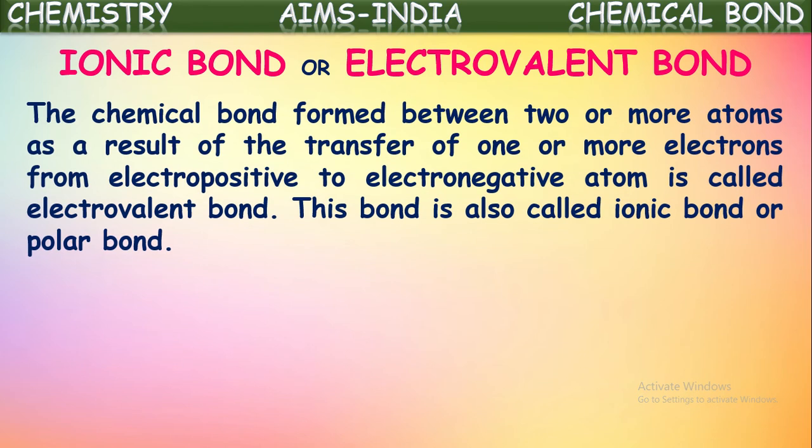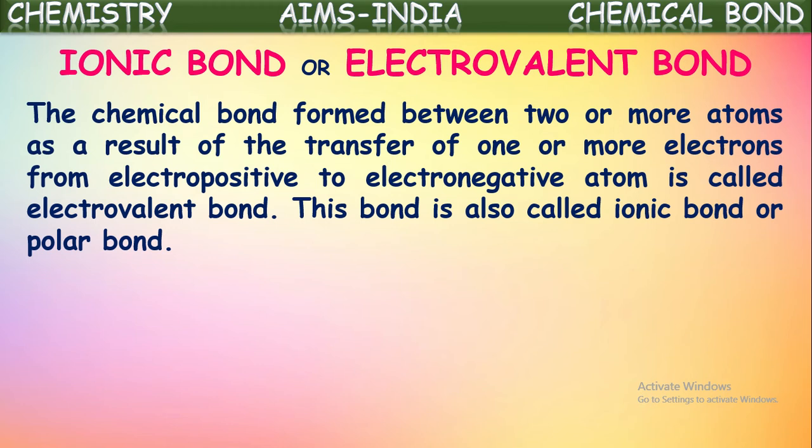The chemical bond formed between two or more atoms as a result of the transfer of one or more electrons from an electropositive element to an electronegative atom is called electrovalent bond. Simply to say, the chemical bond formed by the transfer of electrons between two atoms is called electrovalent bond or ionic bond.